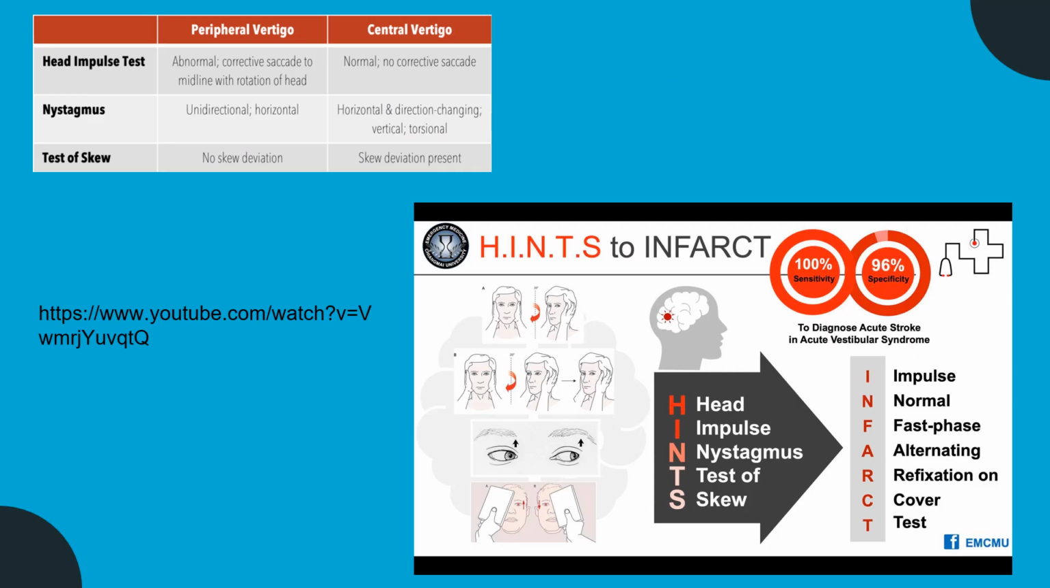So this is a slide just discussing the HINTS assessment. As I'm sure you may be aware, the HINTS assessment is comprised of 3 components: the head impulse test, nystagmus, and test of skew. The goal of the HINTS assessment is to distinguish between whether vertigo is coming from a peripheral cause or if it's from a central cause. And this is to be used in patients who are having this persistent vertigo as opposed to episodic, and it should be done during an episode of vertigo. As can be seen here, it's quite sensitive and specific for acute stroke or a central cause in acute vestibular syndrome. And it's very helpful to use and understand.